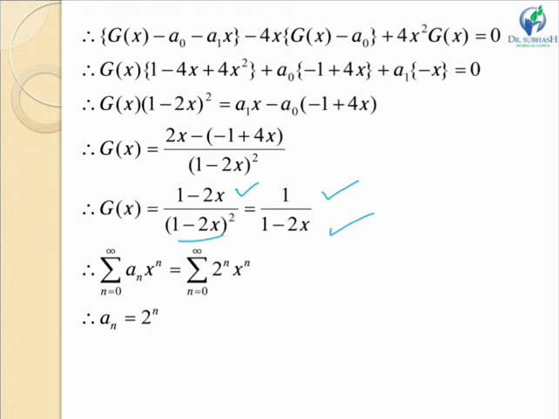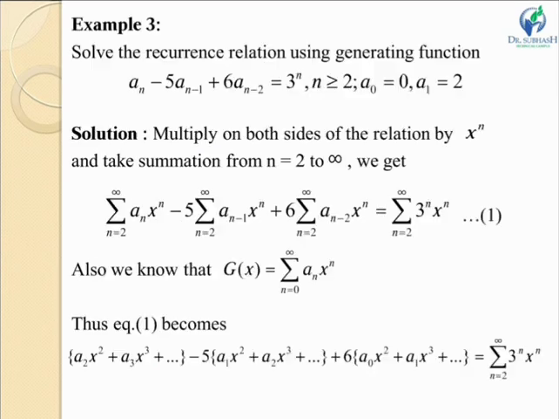Now again, g(x) is equal to summation a_n x raised to n. Okay, and here the coefficient of x is 2, so this will be changed to summation n equal to 0 to infinity 2 raised to n x raised to n. Again, summation and x raised to n can be cancelled, so a_n equal to 2 raised to n, which is the required solution for the given recurrence relation.